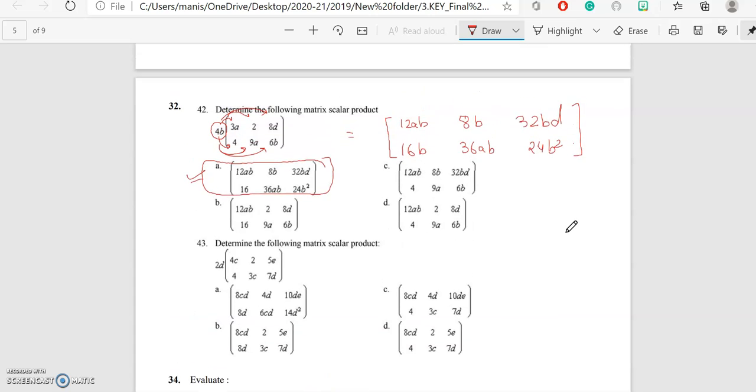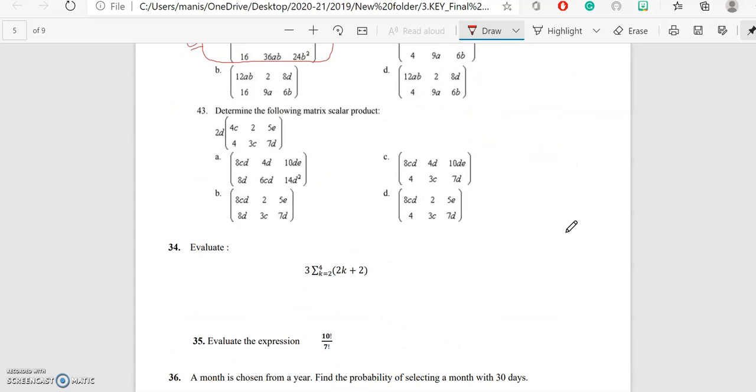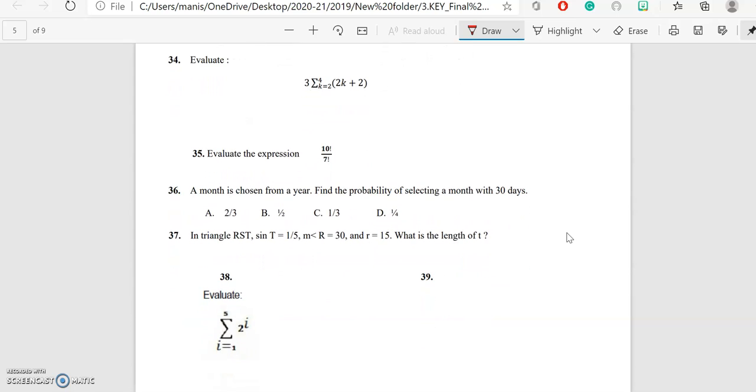Question number 33 will be solved similarly to question number 32. It will be similar. This is similar. Now for question number 34, it says evaluate.